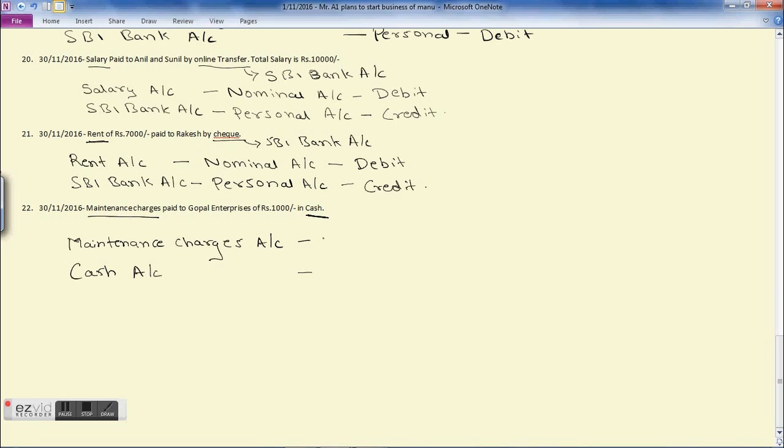So what is the nature of account? Maintenance charges is an expense, a nominal account. Cash is an asset, so it's a real account. And let's apply the rule. Nominal account: debit all expenses and losses, credit all incomes and gains. Maintenance charges is an expense, so we'll debit. And cash account, real account, what is the rule? Debit what comes in, credit what goes out. Here cash is going out, so we will credit.